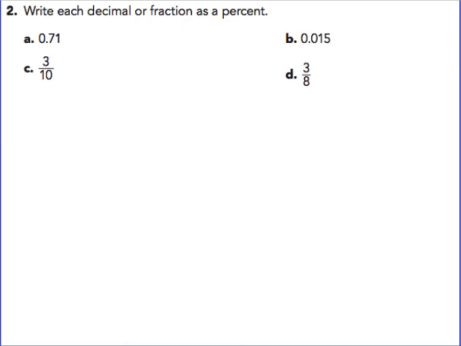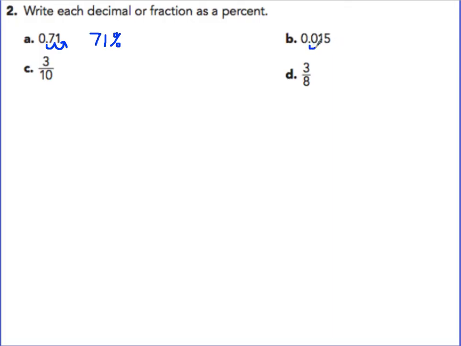All right, let's move on to writing decimals and fractions as percents. So remember with a decimal like 0.71, 71 hundredths, we're going to take that decimal and move it 2 spaces to the right, and then I leave it there. So this one is actually 71%. And that makes sense. It's 71 hundredths, so it's 71 over 100. It's 71%.